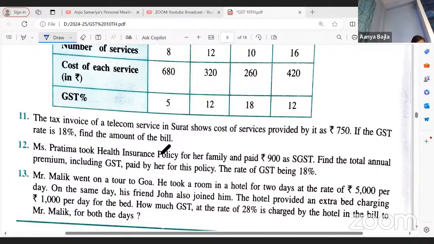In the 12th question, ma'am, the answer is 1180. Got it? Yes, ma'am. In the 12th question, the answer is 1180. But हमें 10,000 है.